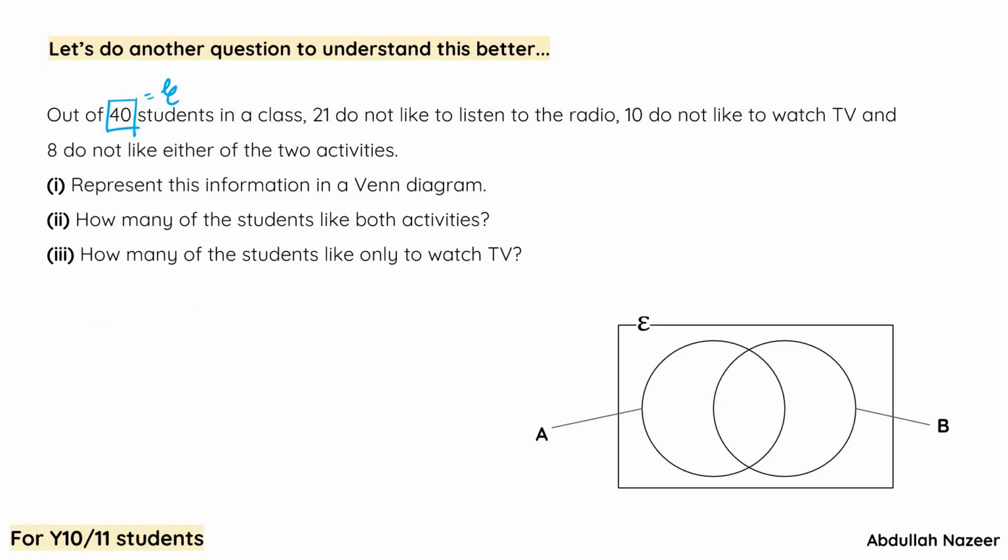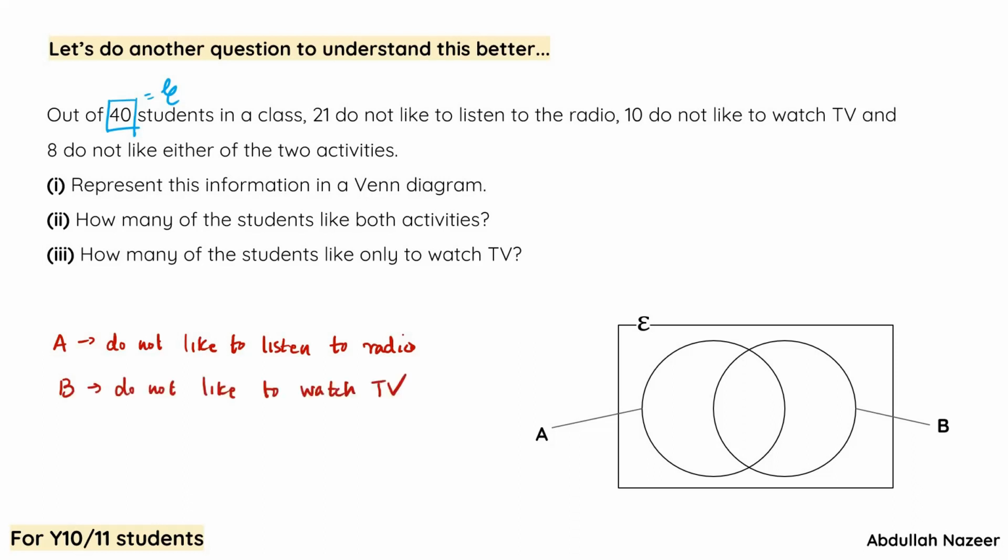Let's take A as do not like to listen to radio. So A is do not like to listen to radio. And let's take B as do not like to watch TV.